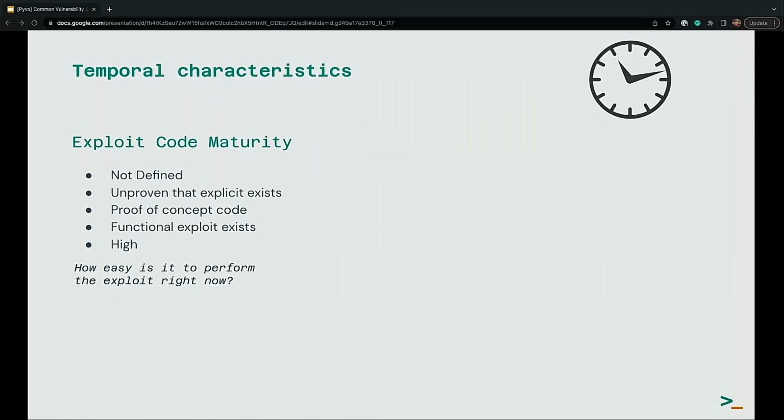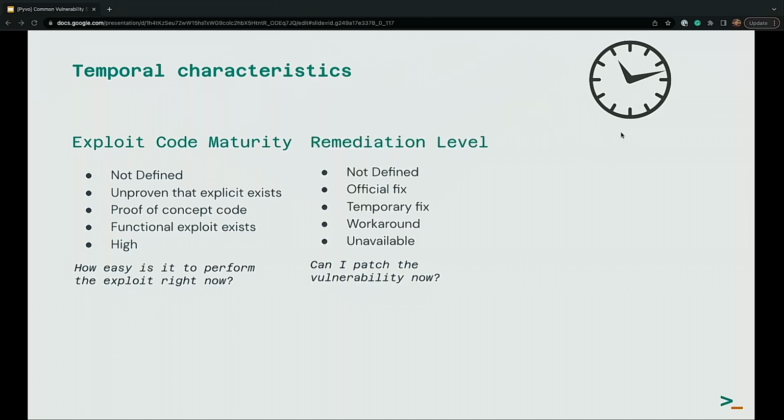So maybe if the attack is very new, or the vulnerability is very new, no one performed it yet, maybe we think it might be possible, but no one really proved it. But in a few months from now, I could just download the code from the internet and perform it and not even know about it. And I wouldn't need to know the details. The second one is remediation level. Is there a fix for that? Or can I turn it off?